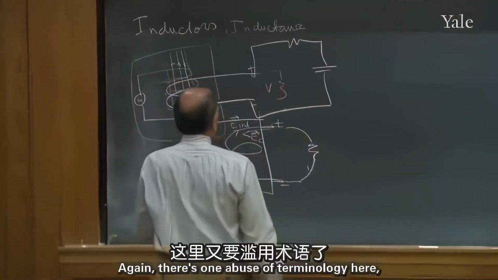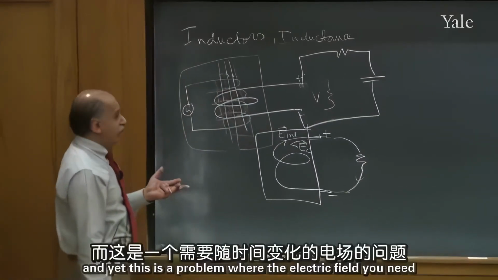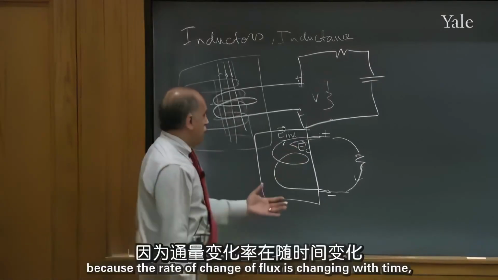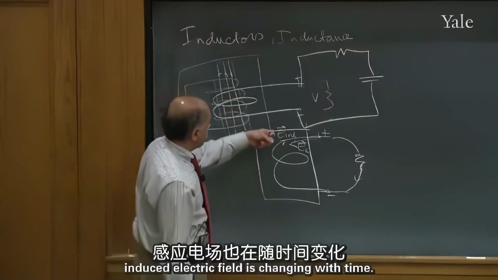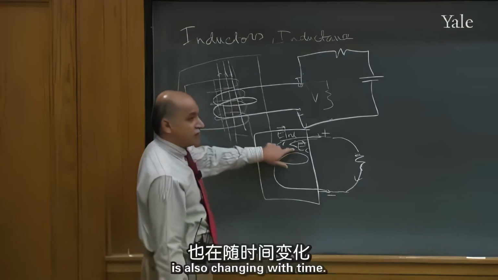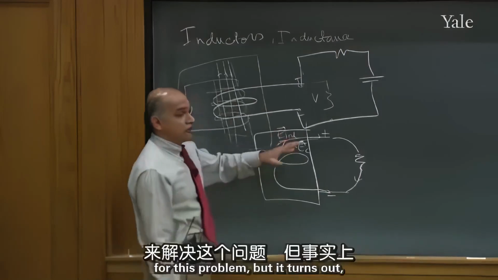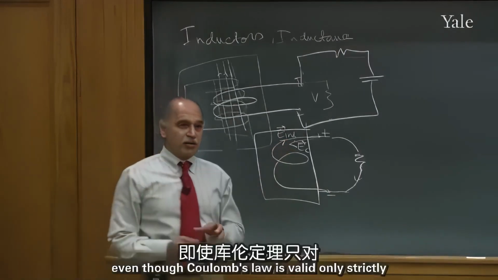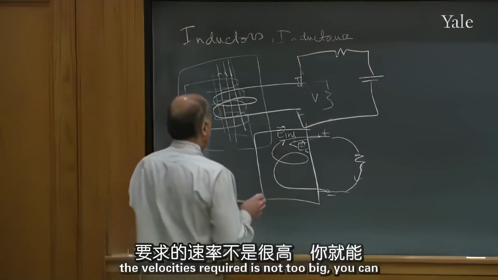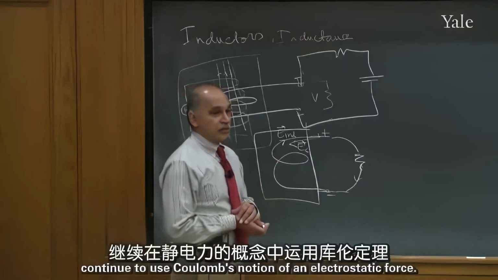Again, there's one abuse of terminology here, because I'm saying electrostatic, and yet this is a problem where the electric field you need is actually changing with time, because the rate of change of flux is changing with time. The induced electric field is changing with time. The compensating electrostatic field is also changing with time. So you really should not use the laws of Coulomb for this problem, but it turns out, even though Coulomb's law is strictly valid only for fixed electric charges, as long as the velocities required are not too big, you can continue to use Coulomb's notion of an electrostatic force.